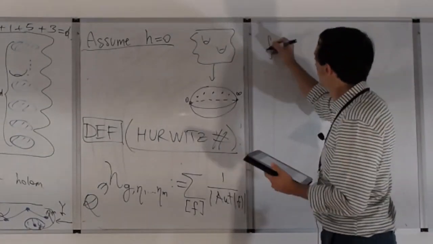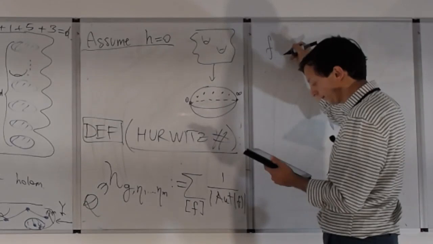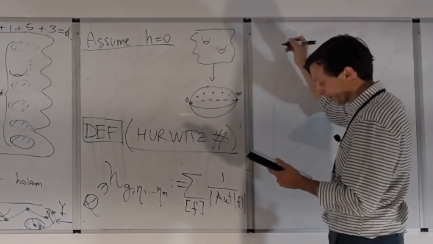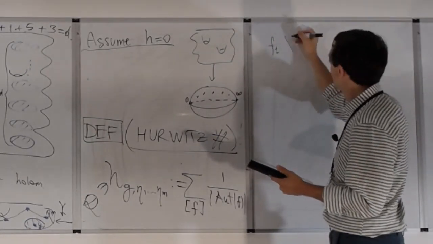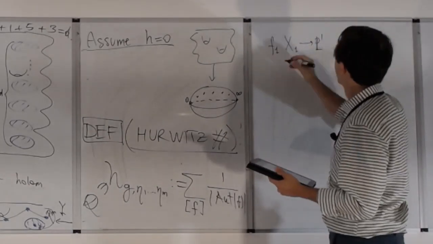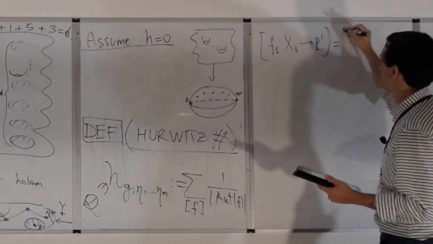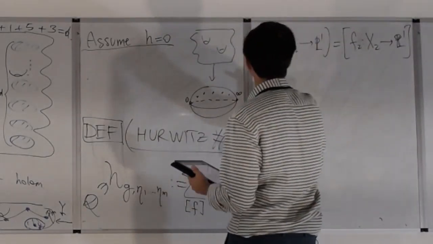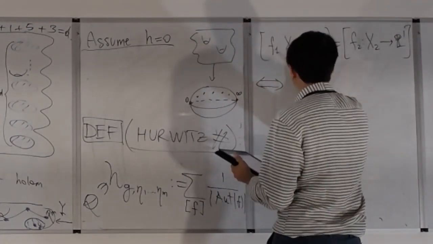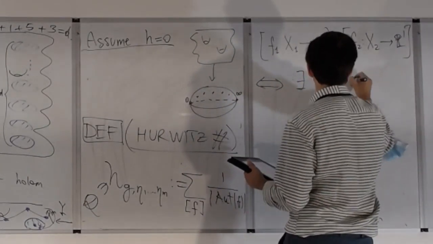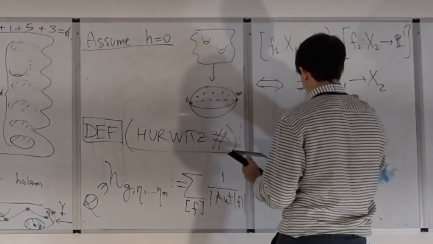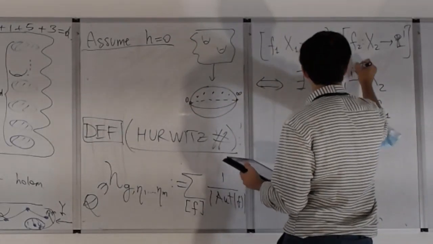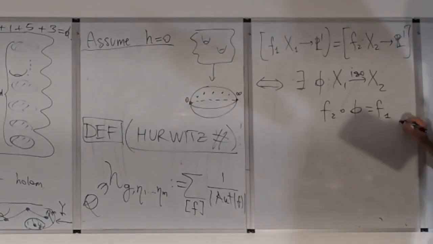So each eta is a partition, right? Yeah, yeah. So the only thing that I have to write is that f1 that goes from X1 to P1 is equivalent to f2 if and only if there exists some phi from X1 to X2 such that f2 composed with phi is f1, and this is an isomorphism of Riemann surfaces. So this is the definition of classes.